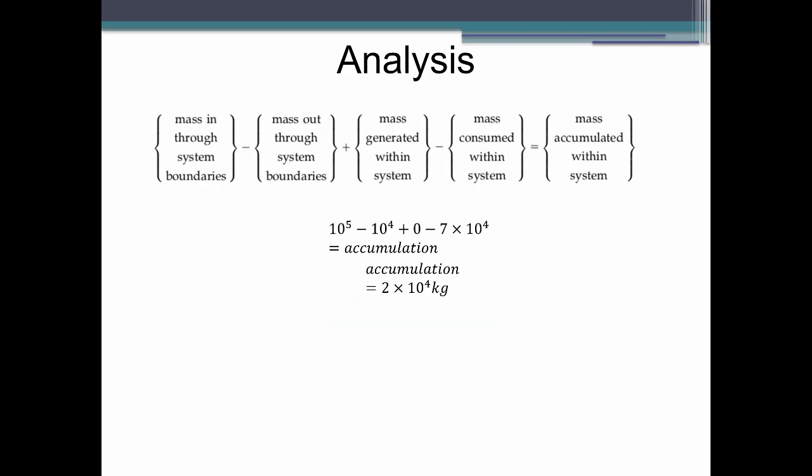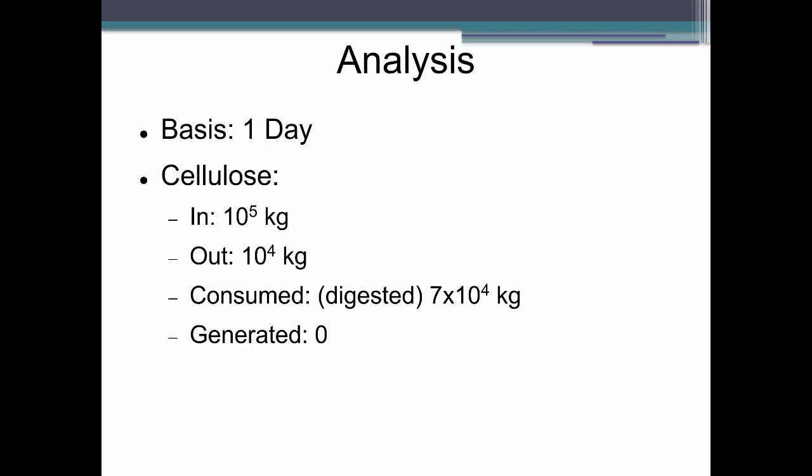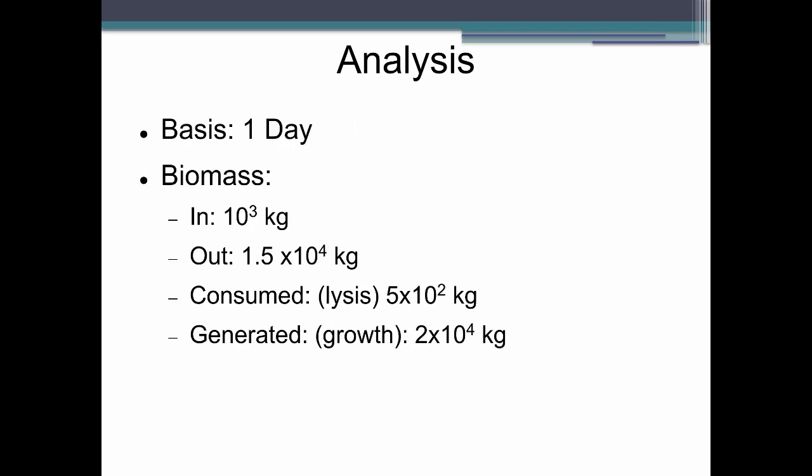So how do you know it's consumed? Basically, it disappears. The bacteria, or the component, is disappearing throughout the process. And the way the bacteria is being consumed or disappearing is basically the lysis of that bacteria. So you have consumption, which is the lysis, 5 times 10 to the 2, and then you have generation, bacterial growth. So they are growing, dividing. So you have your cell division going on there. So you have the rate of growth.